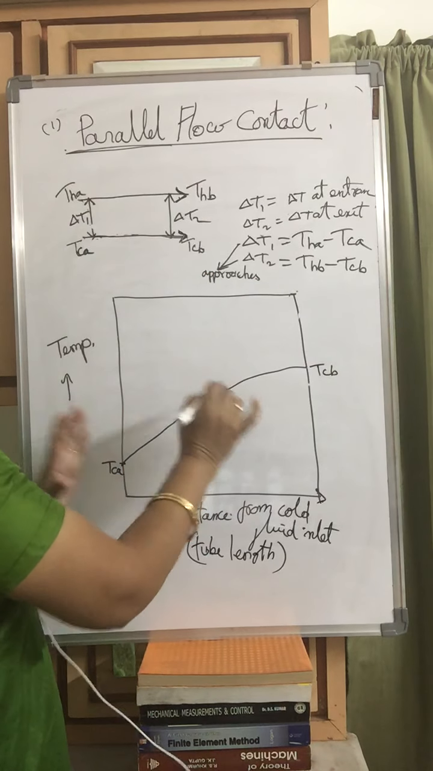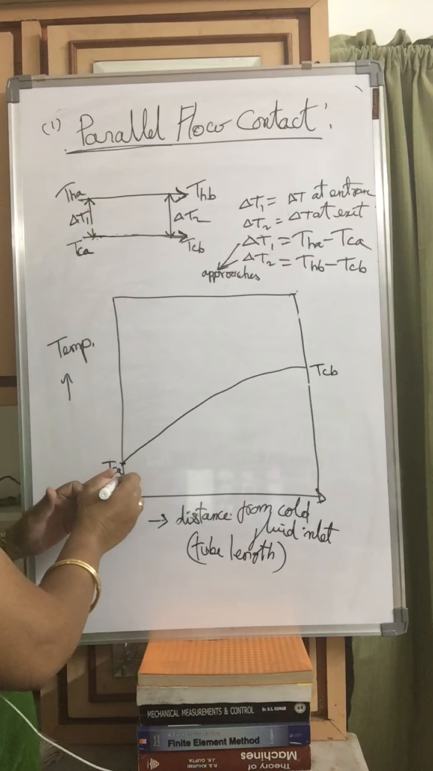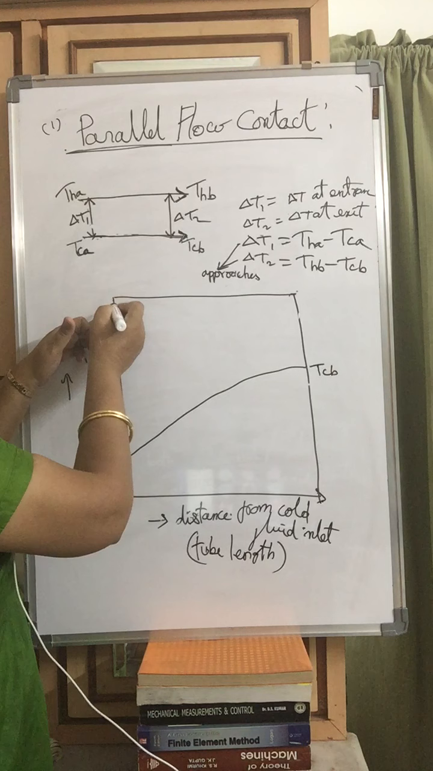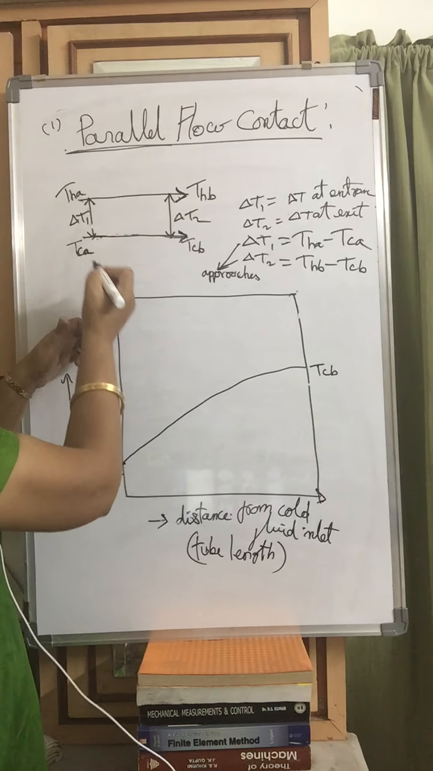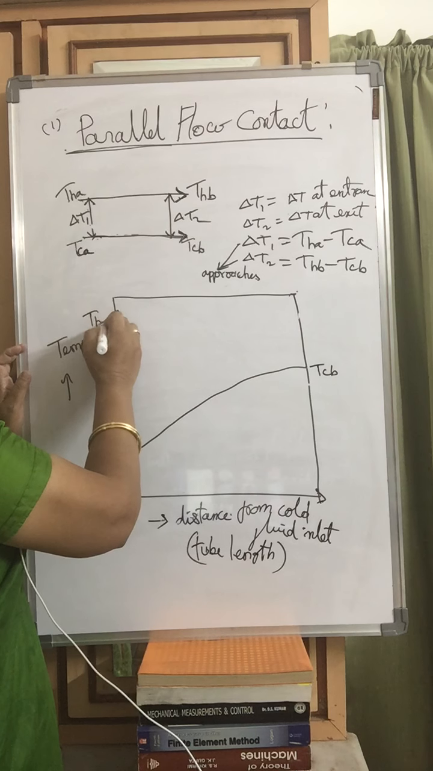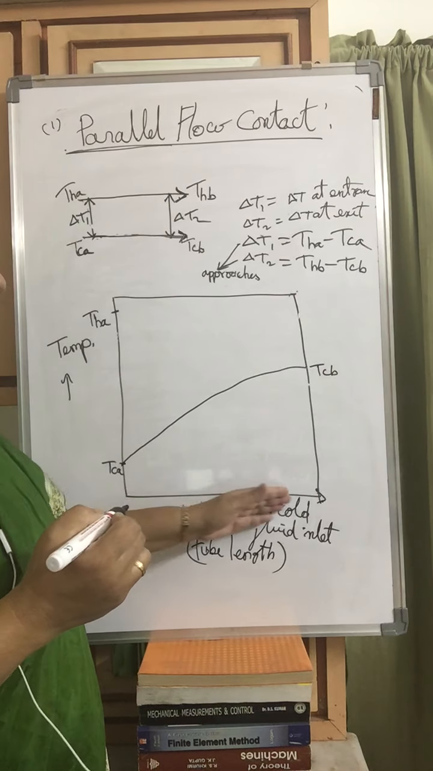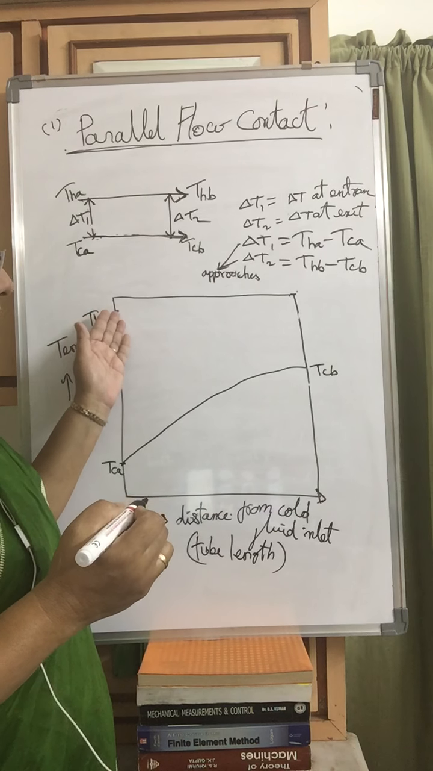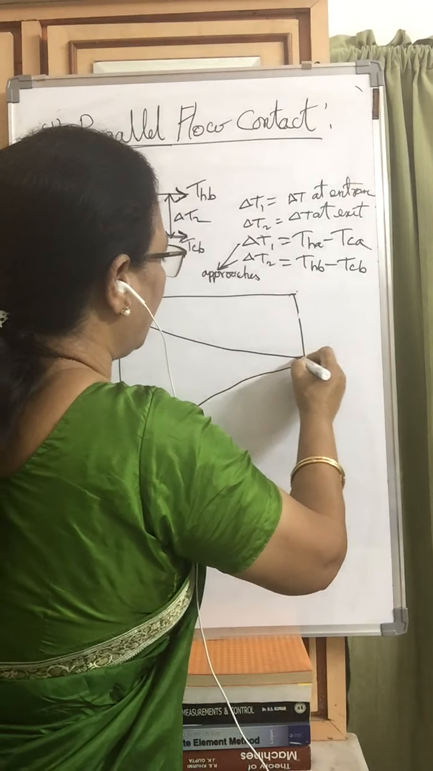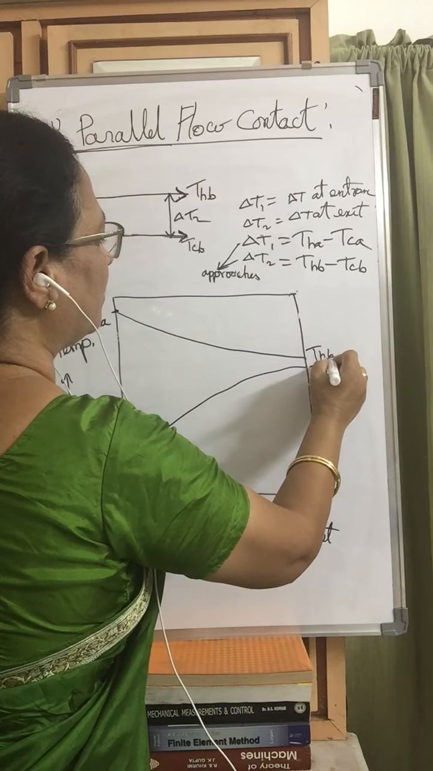Now because this is parallel flow, where cold fluid is entering, hot fluid also enters at the same end. So let the hot fluid temperature be THA. Then what happens when tube length is increasing? THA will decrease. So here slowly THA will decrease, and this is THB.